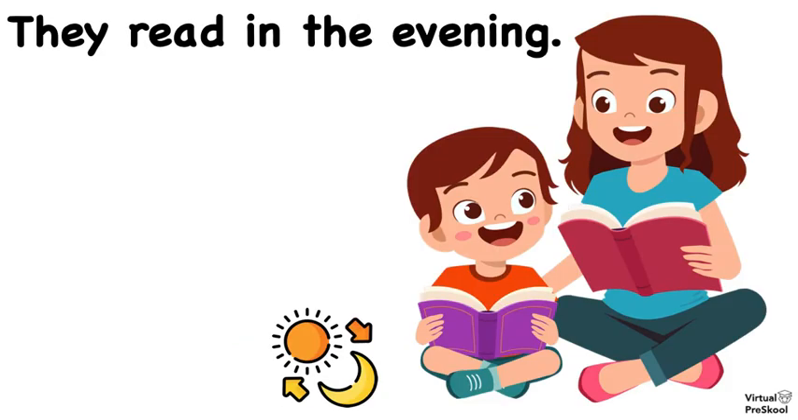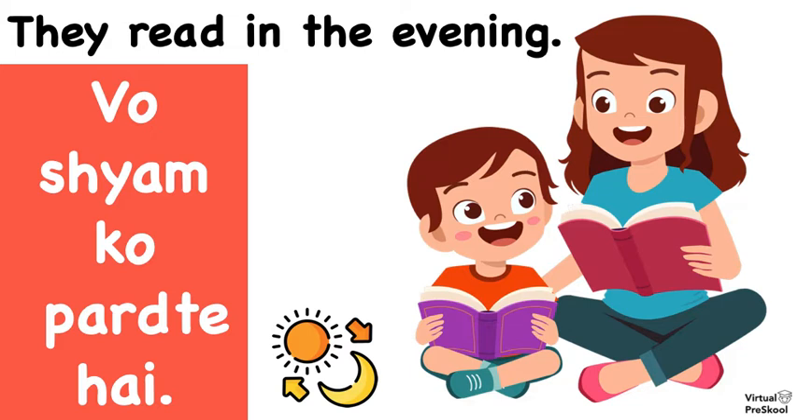They read in the evening. Again, say it out loud, and then I'll show you the answer. वो शाम को पढ़ते हैं. So your conjugation of your verb should be obvious because it's they read. So it's वो पढ़ते हैं, and the evening is sham, which uses को. वो शाम को पढ़ते हैं.